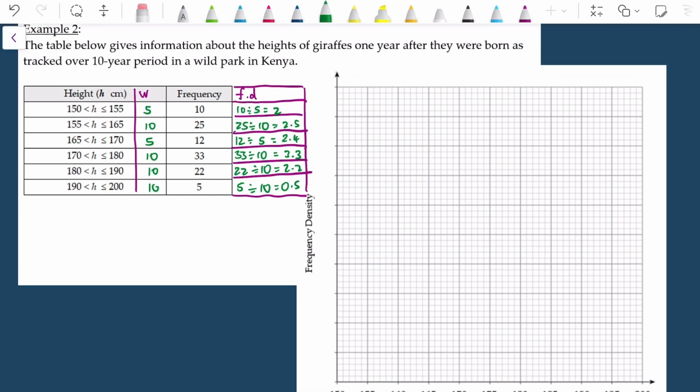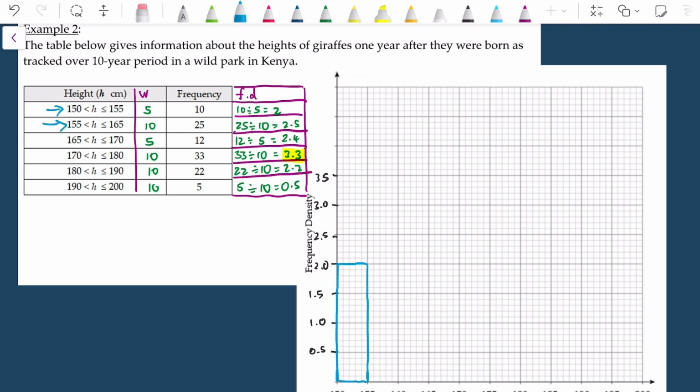Right, now we need to decide on the scale, and I notice that the highest frequency density is 3.3, so I'm going to draw my scale up to 3.5. I'm going to call this 0.5, 1.0, 1.5, 2.0, 2.5, 3.0, 3.5. Okay, right, let's go and plot this for 150 to 155. I'm going to make my marks there. 150 to 155. I'm going up all the way to 2. And again, it's good practice to use a ruler.